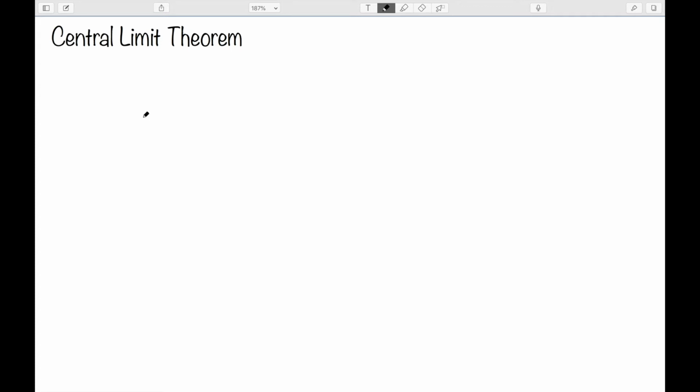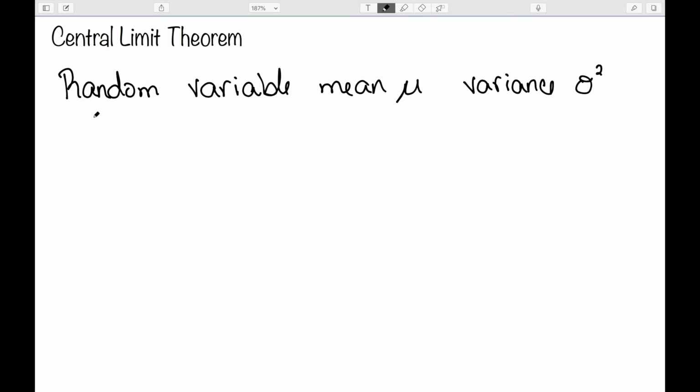In this video, I want to look at what's known as the central limit theorem. Let's suppose I have some random variable. I know the mean is mu and the variance is sigma squared. We also need a sample of size n. We need our sample to be large enough, and for our purposes, greater than or equal to 30 will be large enough, so we need a sample size of 30 or bigger.